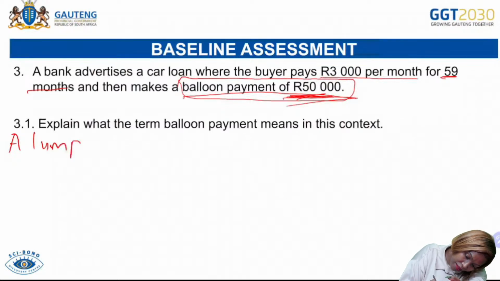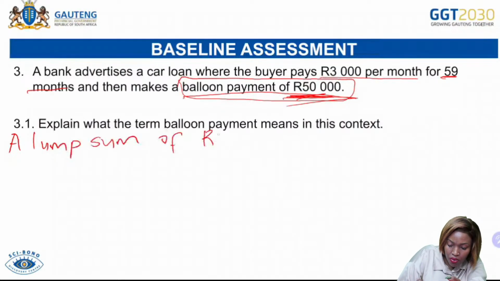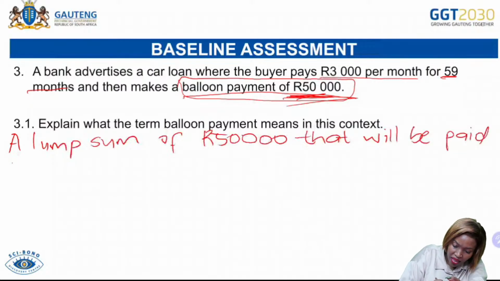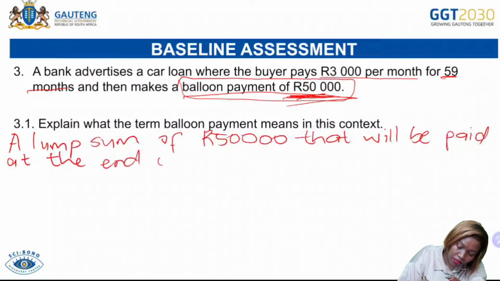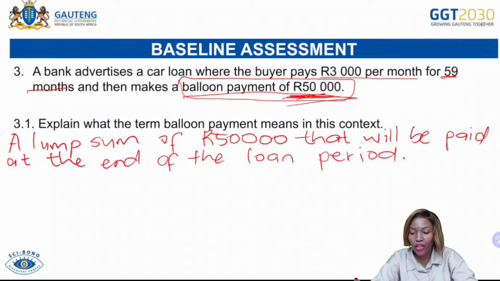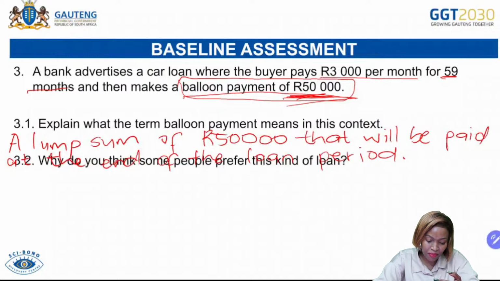A lump sum of 50,000 rands that will be paid at the end of the loan period. I hope this is clear.